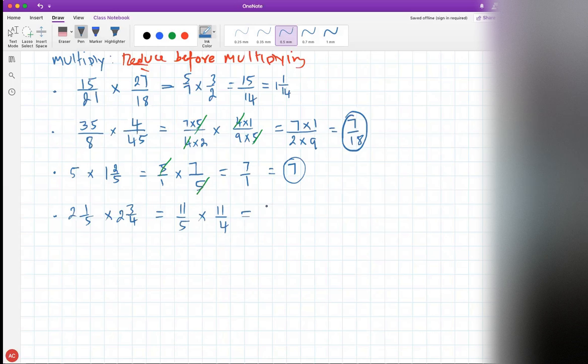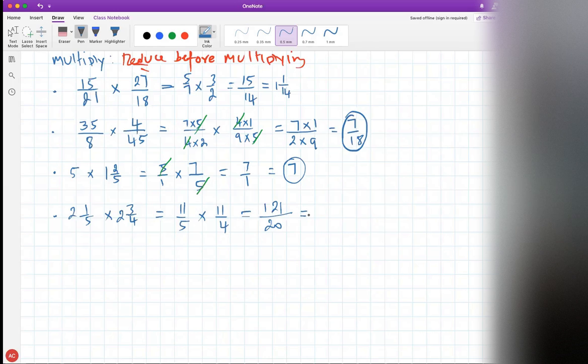11 times 11 is 121. 5 times 4, that's 20. If we can't reduce here, don't worry, and don't even try to reduce the result. If there was something to reduce, we would have seen it earlier. So try your best to reduce before multiplying. If you can't, that's not a problem. It's an improper fraction.